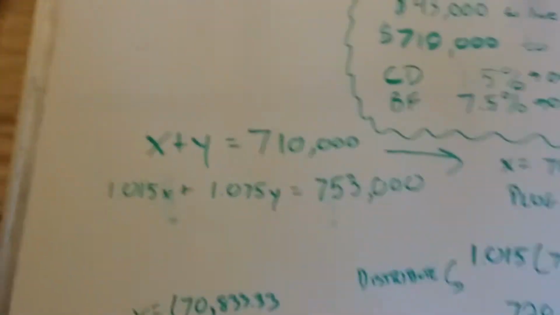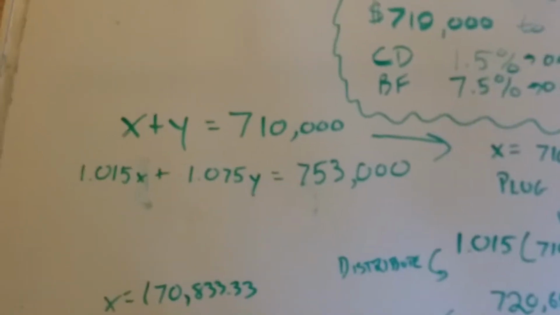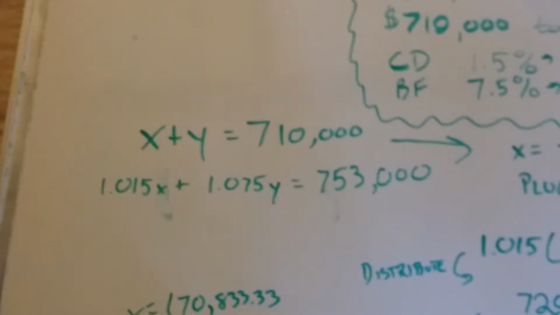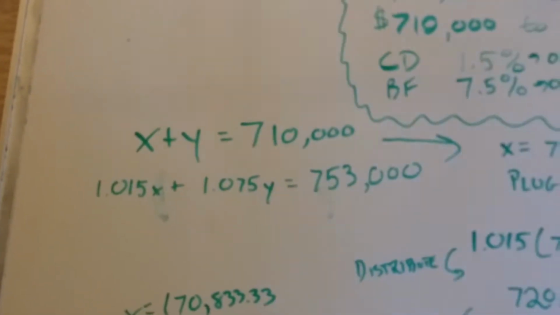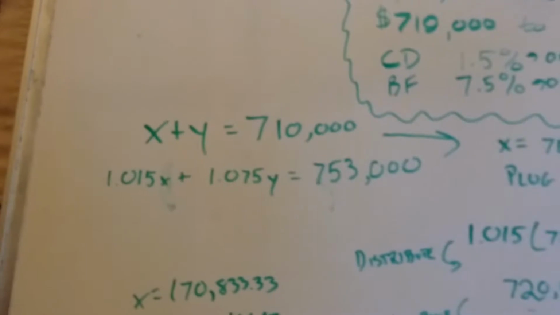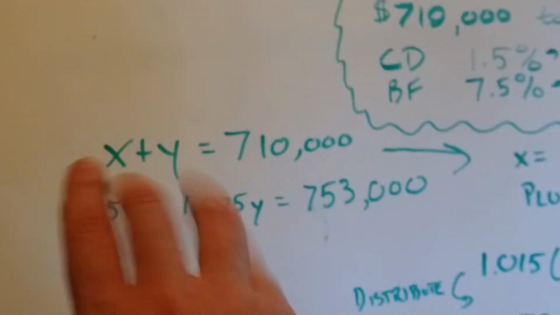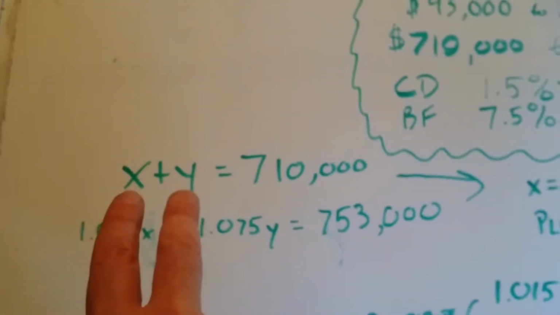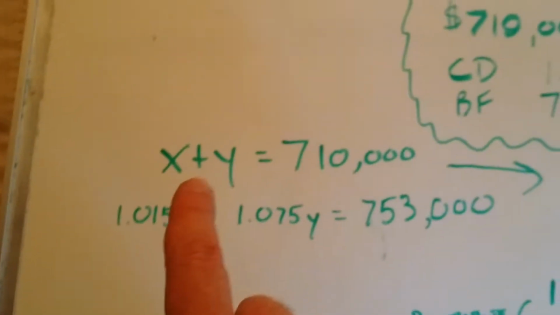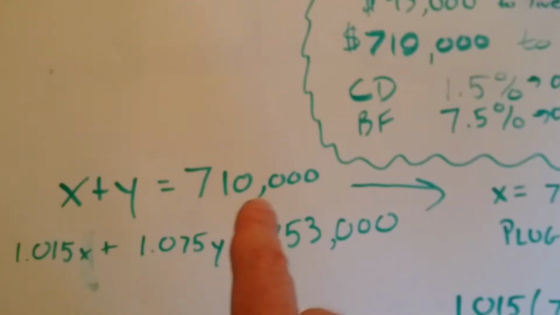Now I hold this because I don't think you normally use a linear system to do this. I think normally you use something like an exponential function to do this, but I'm judging by the title on the top of the paper you sent me that they want this as linear. So you have two things. The amount of money, X and Y, the amount of money that you put in each one of these things has to add up to $710,000.